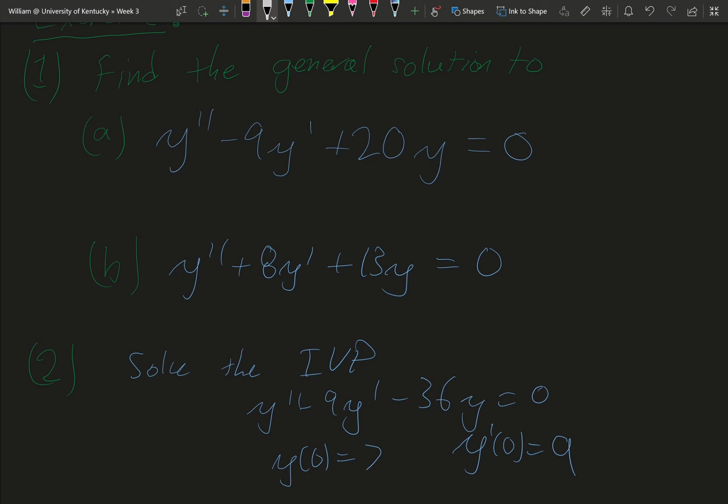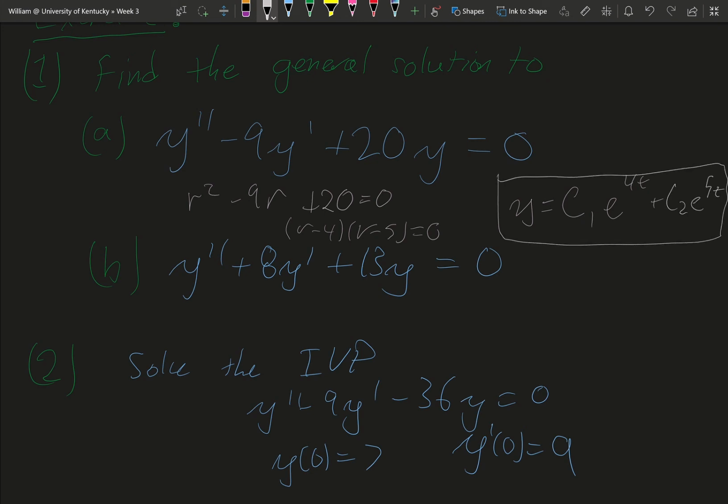Okay, so hopefully these weren't too difficult, right? For the first one, you should have gotten this as your characteristic equation. And then you can factor this as r minus 4, r minus 5 equals 0, which then, skipping ahead, just tells us that y is c1 e to the 4t plus c2 e to the 5t.